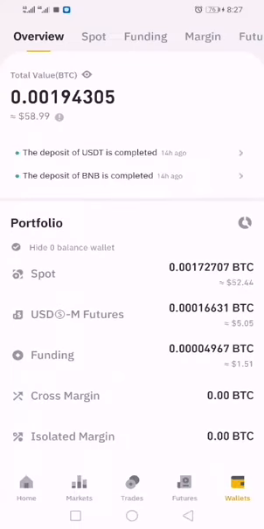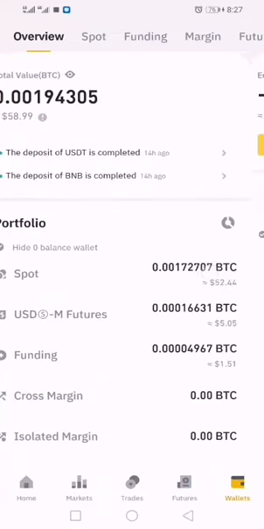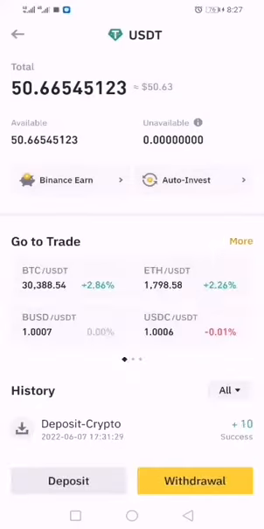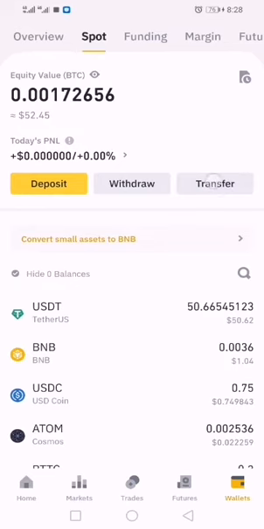Okay, now let's check this. This is spot. So just go to your spot wallet. Okay, now this is USDT. I'm using the USDT type of futures. Now let's go to transfer. Then you now do your transfer.